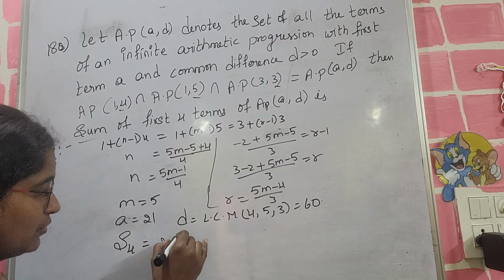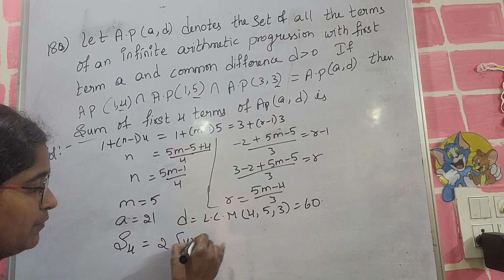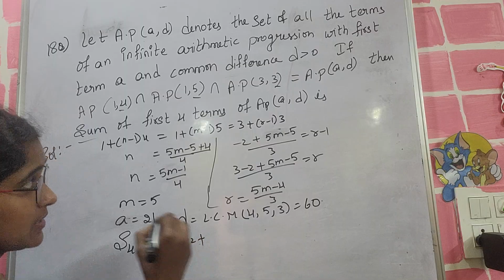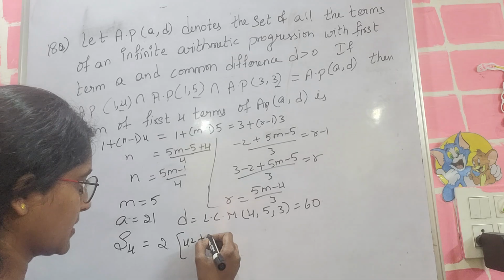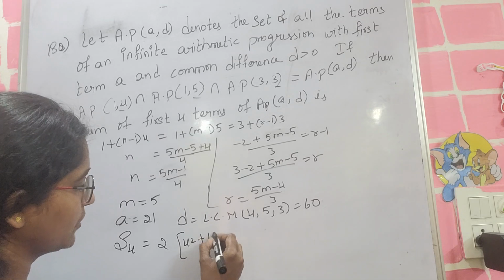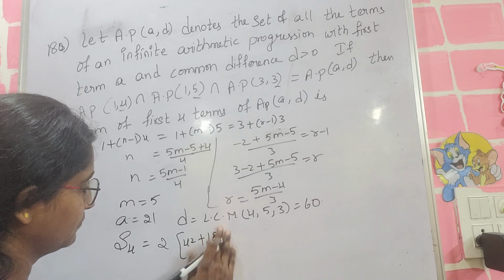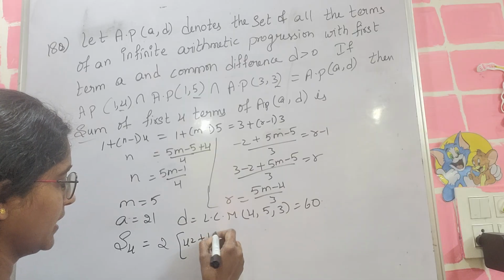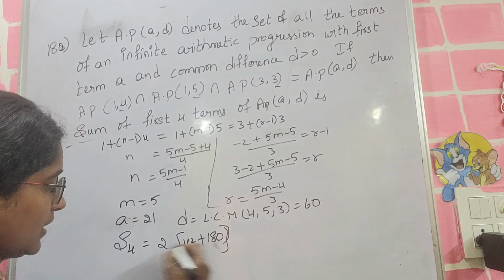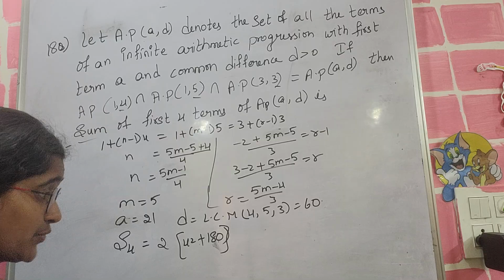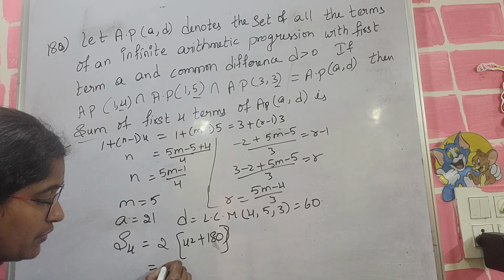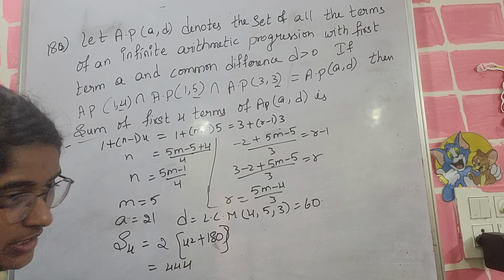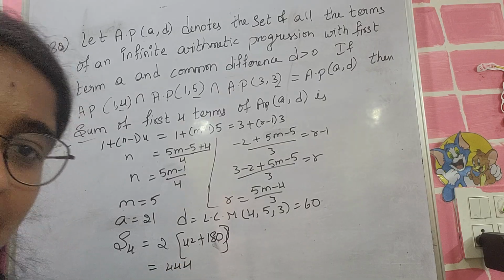Then 2A, 2A is 42, plus (4 minus 1) is 3, 3 into 60, which is 180. So now 180 plus 42 is 222. 222 twos are 444. Is it the correct answer? Yes, it's the correct answer.